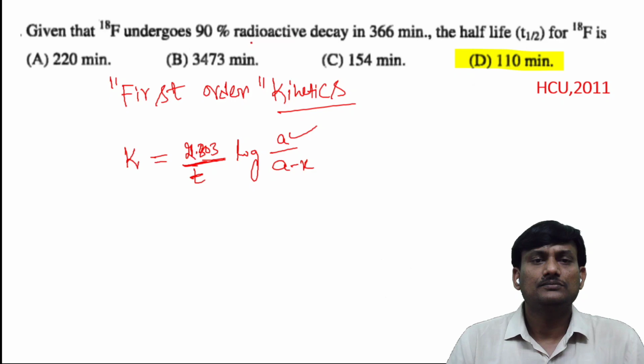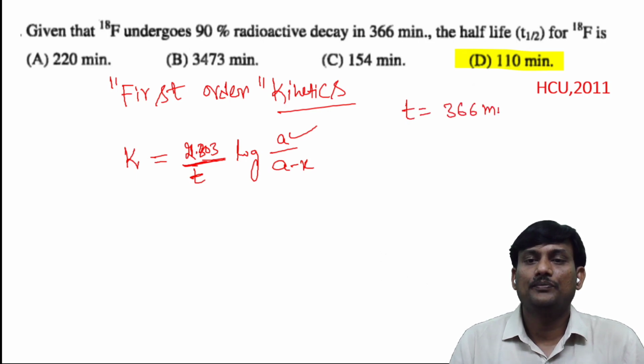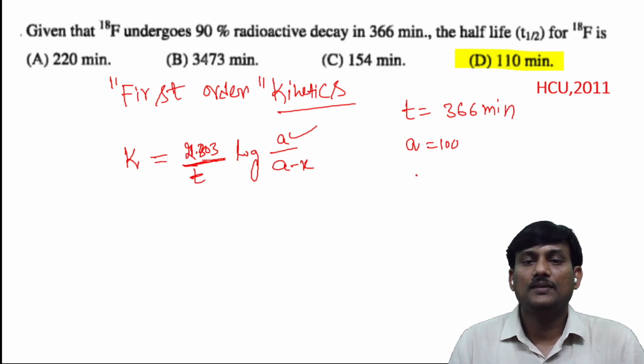Here, radioactive decay takes place in 366 minutes. T is given, 366 minutes, and it undergoes 90% of radioactive decay. Initial, let's take 100. 90% of radioactive decay means X is 90. So A minus X is equal to 10.